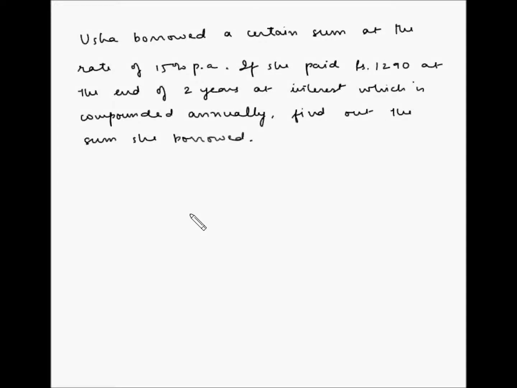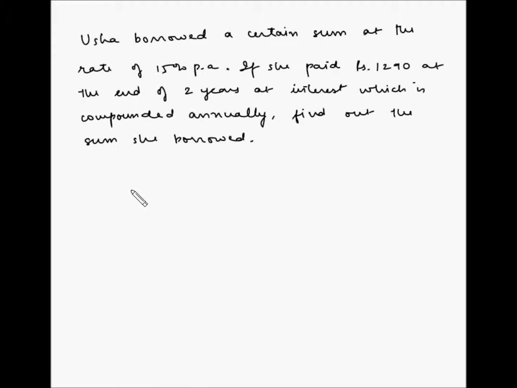Usha borrowed a certain sum at the rate of 15% per annum. If she paid rupees 1290 at the end of 2 years at interest which is compounded annually, find out the sum she borrowed.